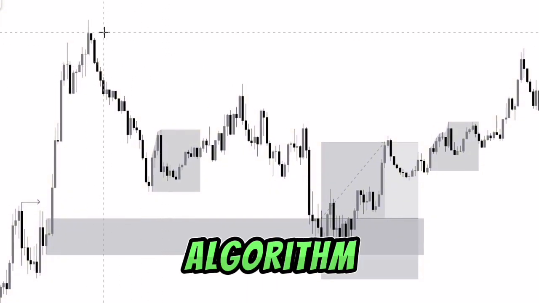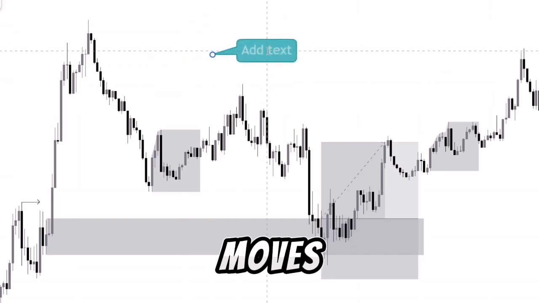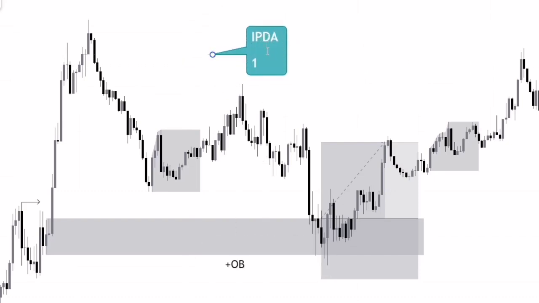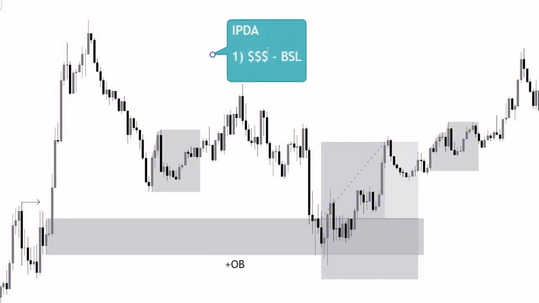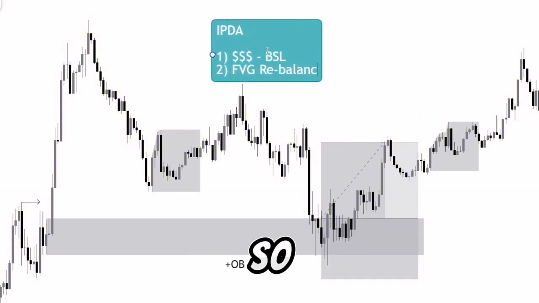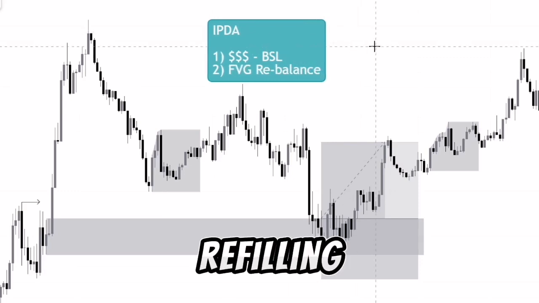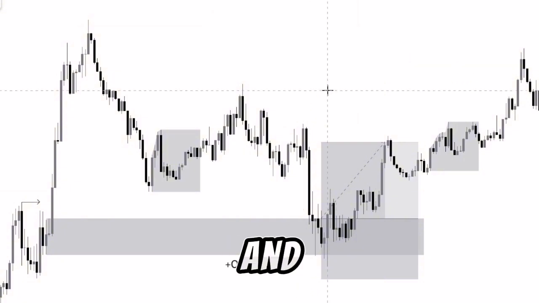The algorithm, the IPDA, the interbank price delivery algorithm, will move up for two reasons, right? The first reason is to seek liquidity, or buy-side liquidity. The second reason is to rebalance inefficiency. With these two things in mind, we're going to be targeting buy-side liquidity and refilling bearish fair value gaps, right? And we have both of those over here.